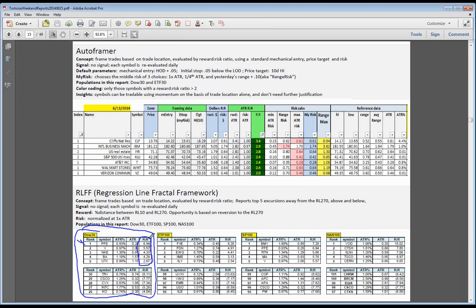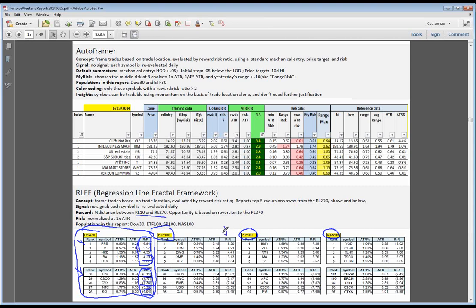Pfizer was 7 ATRs below its 270 regression line. Boeing was 4 1/4. All the ones on the bottom row were advanced far beyond their 270 to the upside. Travelers was 8.11 ATR above its 270. Cisco was 7 3/4. Chevron 7 1/3. Intel 5. Coca-Cola 4. Depending on your preferred targets, here are some ETFs, some S&P 100s, and NASDAQ 100s. Again, we're just looking at the difference between the RL10 and the RL270.